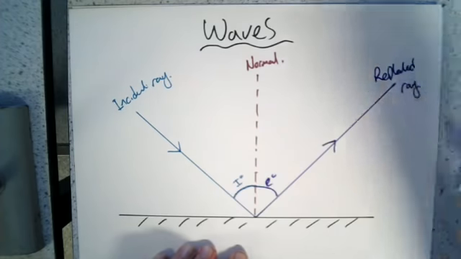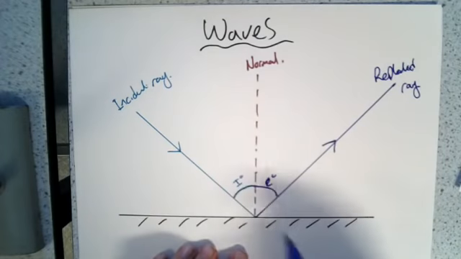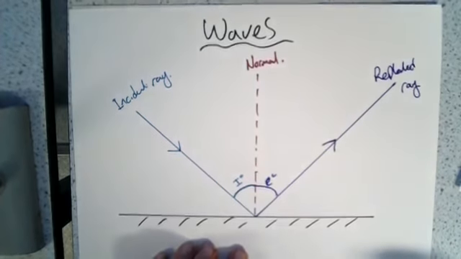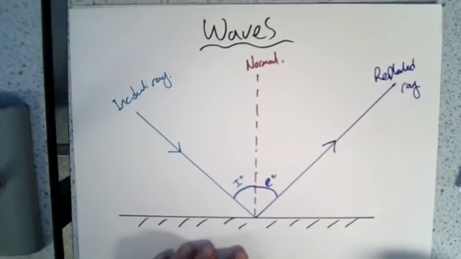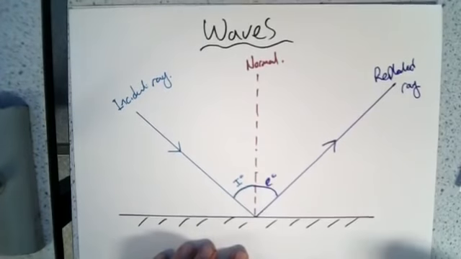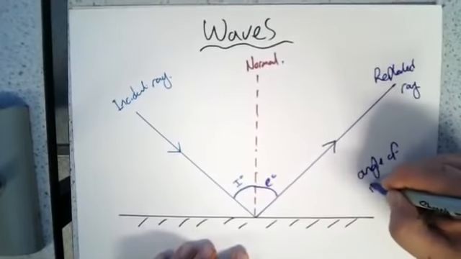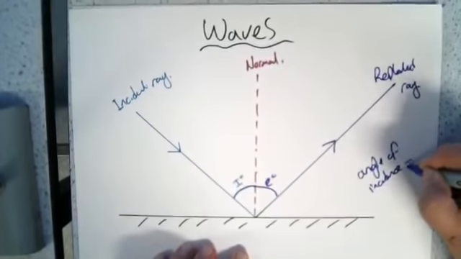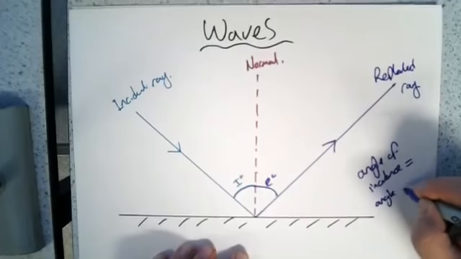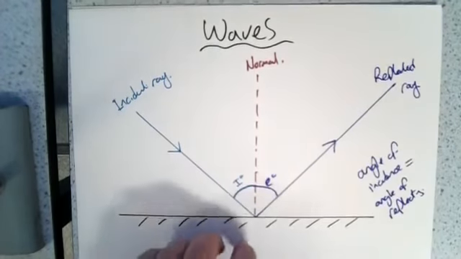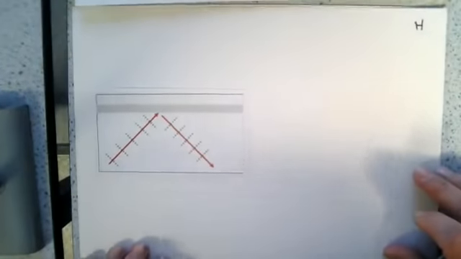And that's my reflected ray. So when I look at that, I can see that this angle and this angle are roughly the same. So that's following the rule of the angle of incidence equals the angle of reflection. So angle of incidence equals angle of reflection. That's the first rule you need to know for reflection.